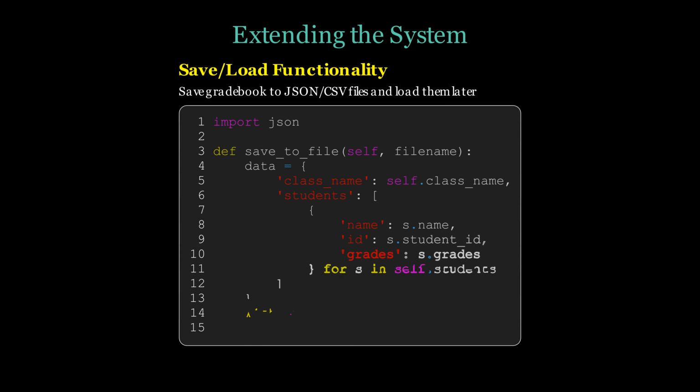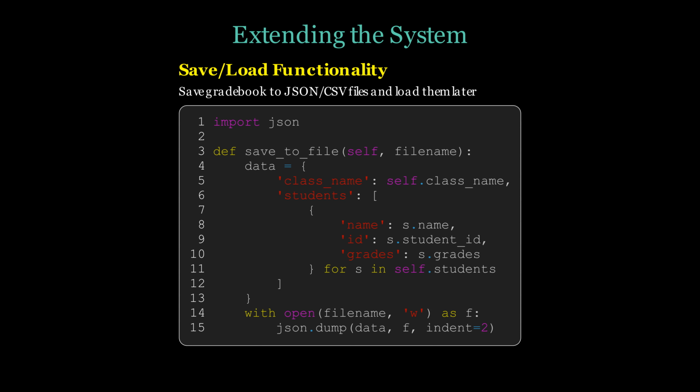One of the beauties of object-oriented design is extensibility. Let's explore how you could expand this system with additional features. These ideas demonstrate the scalability of our architecture. First extension idea. Add file persistence. You could save the entire gradebook to a JSON or CSV file and load it later.